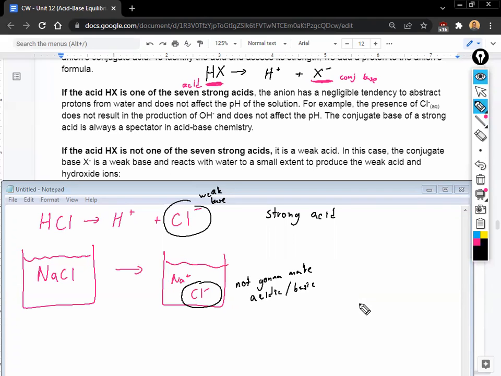Okay, and it's because it's the conjugate of a strong acid. Okay, it's a weak base. It's not going to react with water. That's why we say it's just a spectator. It's just gonna float around in there.